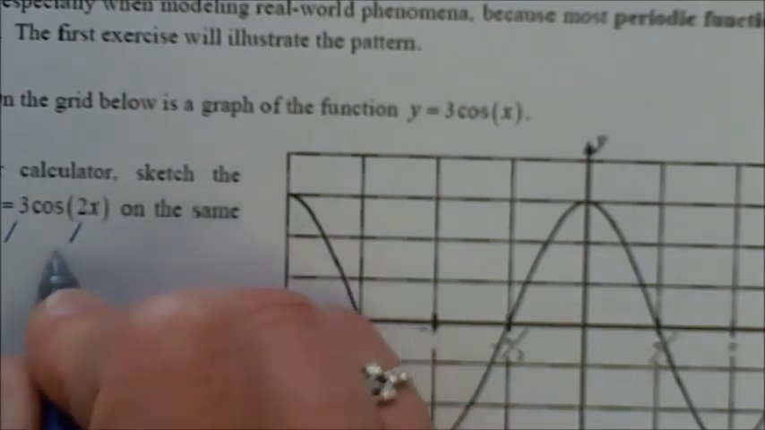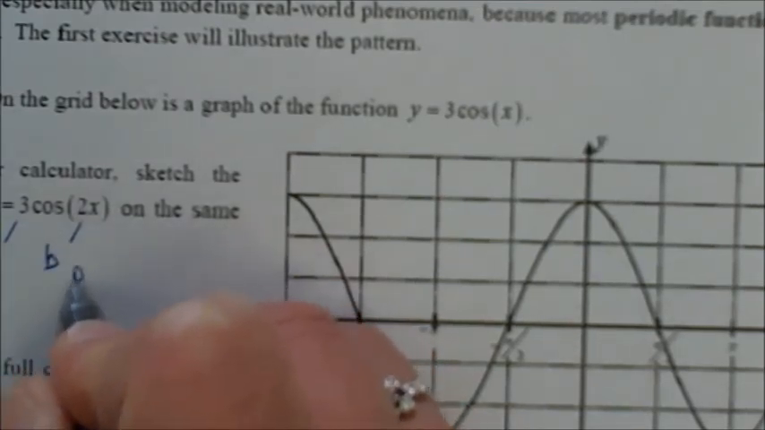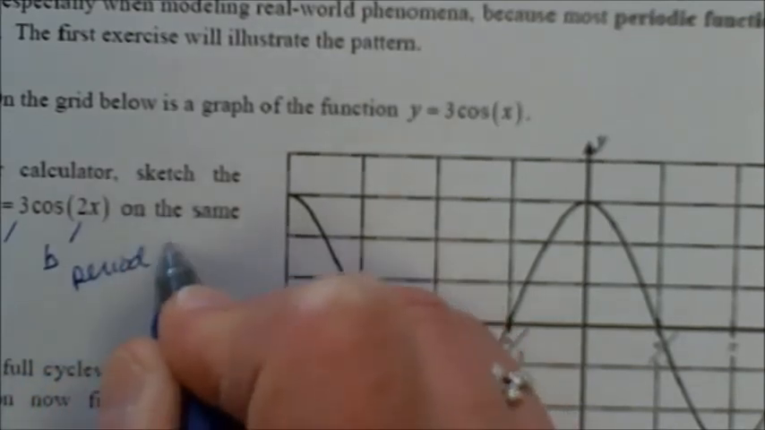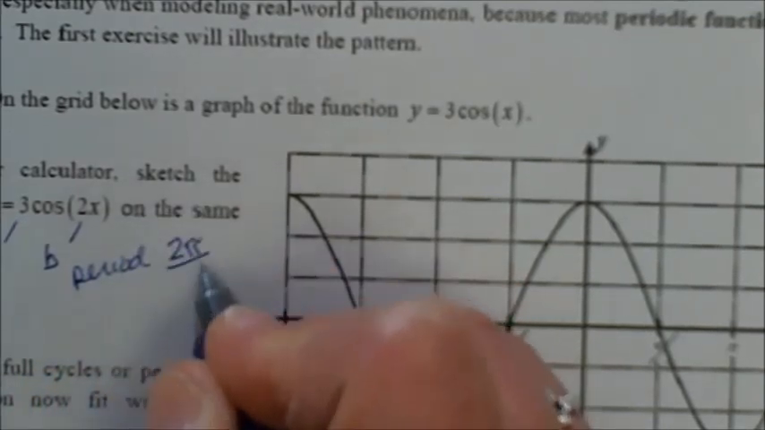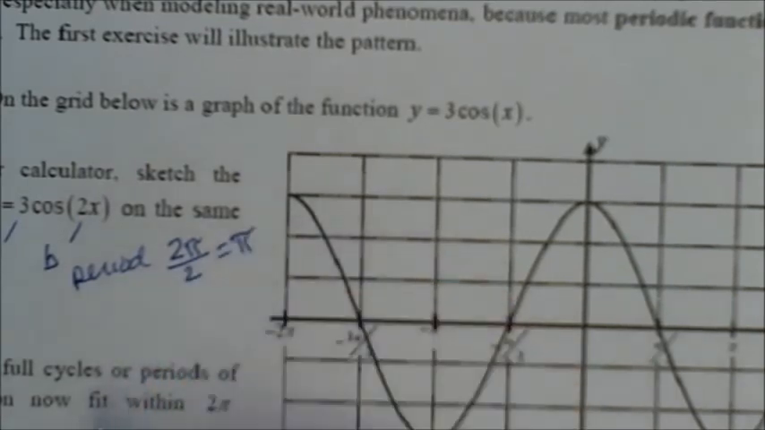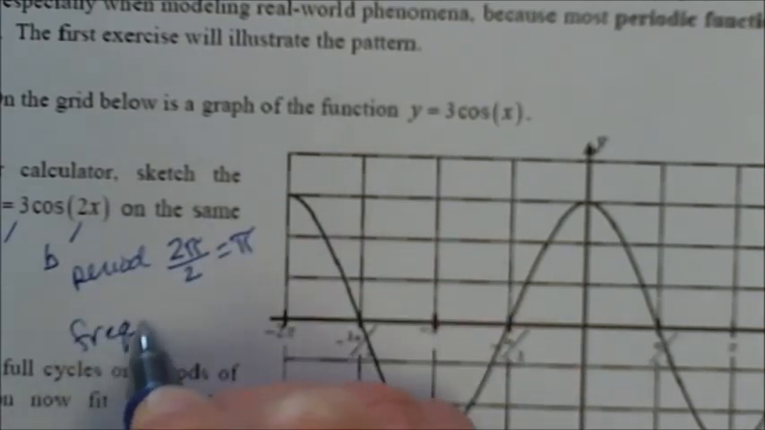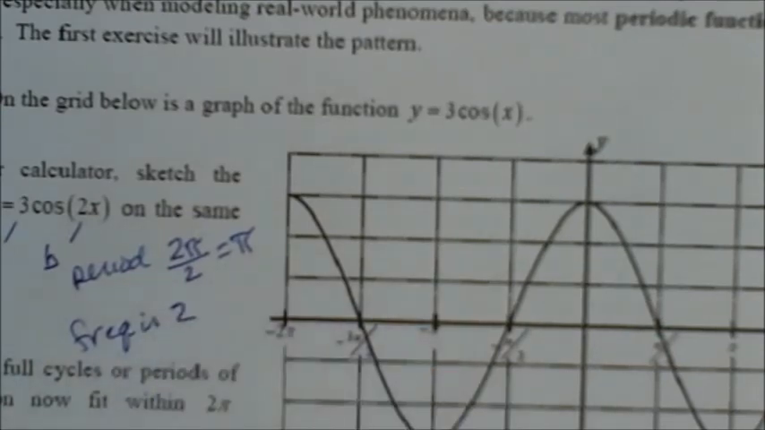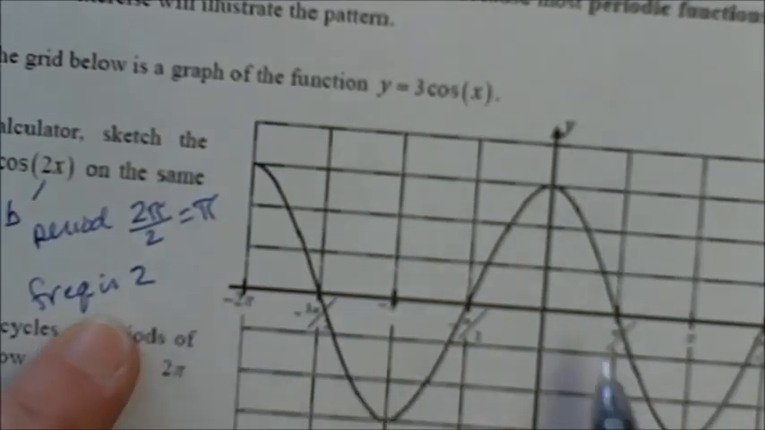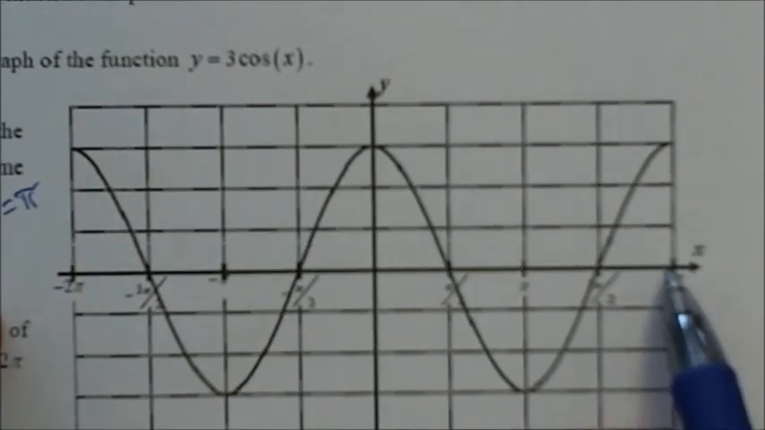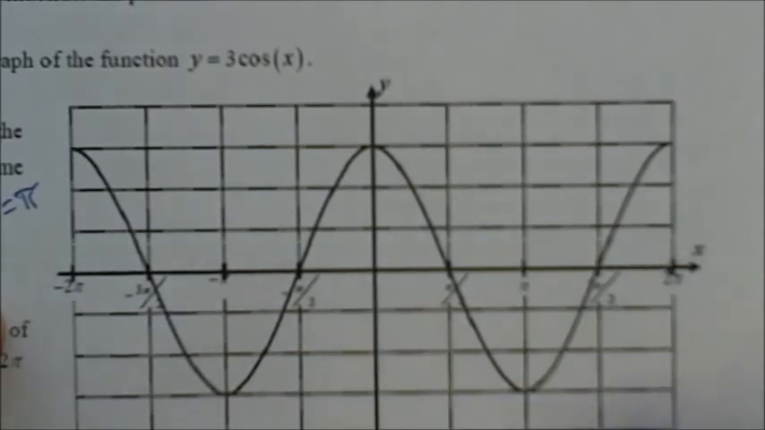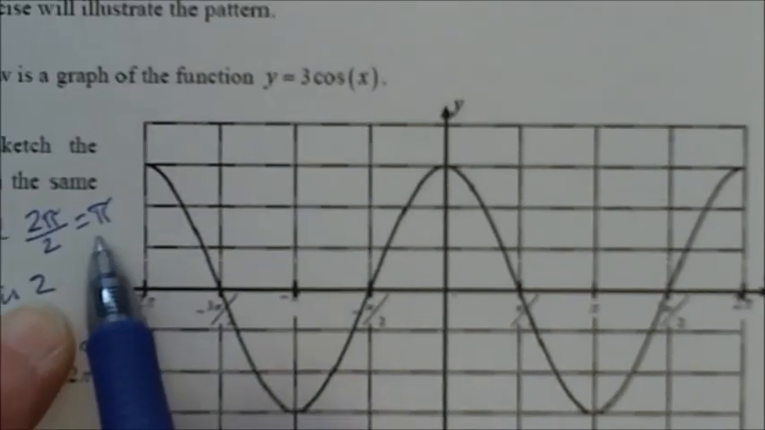Our period, the B value is 2, so our period is 2 pi divided by 2, which is pi. And our frequency is 2. I really like the frequency because when we're working from 0 to 2 pi, that's telling us we're going to have 2 complete cosine curves. So what is the length of one complete curve? It's a length of pi.